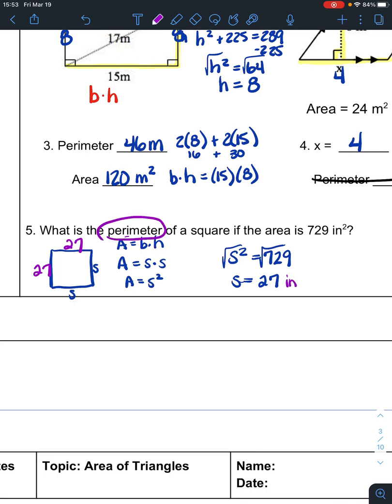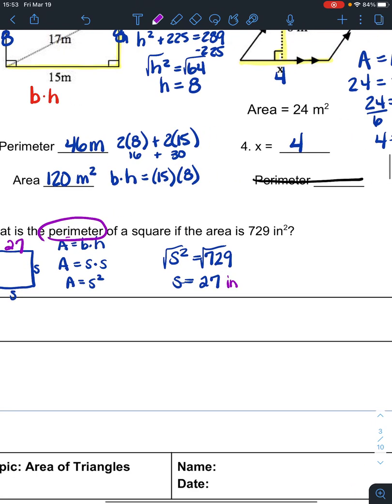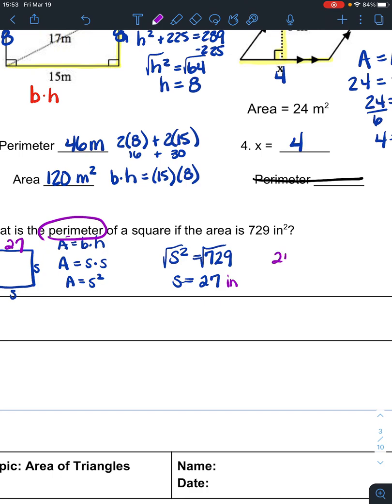Now the question said, what's the perimeter? And I had to find the side before I could find the perimeter. You can't just go straight from area to perimeter. So there are 4 sides. So if I take 27 and multiply it by 4, you get 108. So it is 108 inches. That is the perimeter.